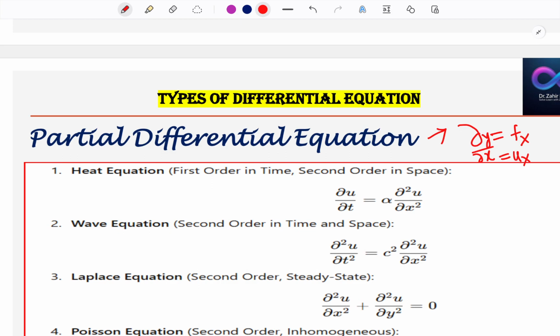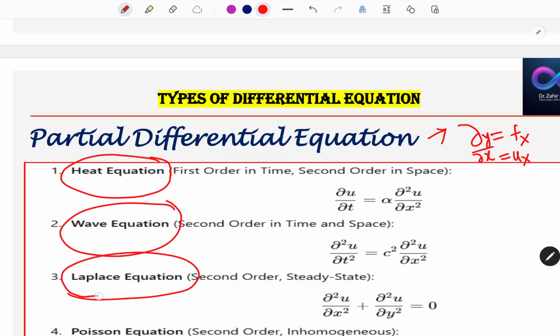Why? Because in calculus 3 already you studied in module 3 the heat equation, wave equation and Laplace equation. I hope you remember. dou u by dou t equals alpha dou square u by dou x square. There is a dou, there is a dou, so it's a partial differential equation. There is a dou, there is a dou, so it's a partial differential equation, right?